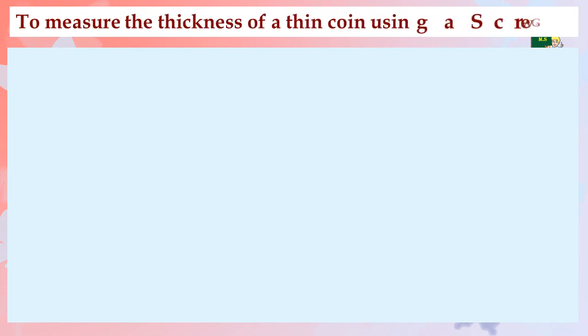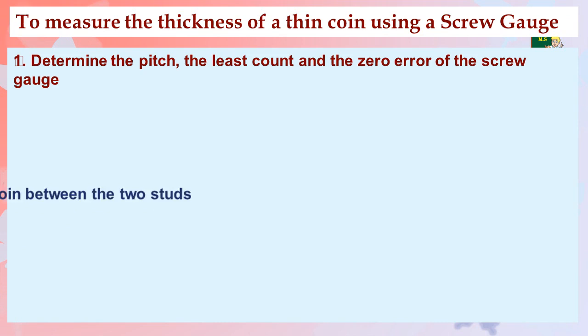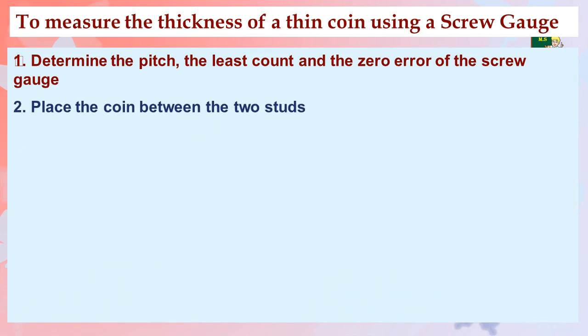To measure the thickness of a thin coin using a screw gauge, we have to follow some steps. That means we have to determine the pitch, the least count and the zero error of the screw gauge initially. First of all, we have to find the pitch, the least count and the zero error of the screw gauge.